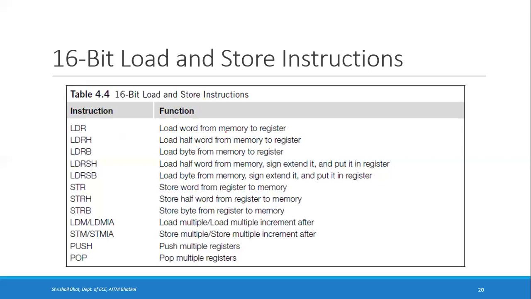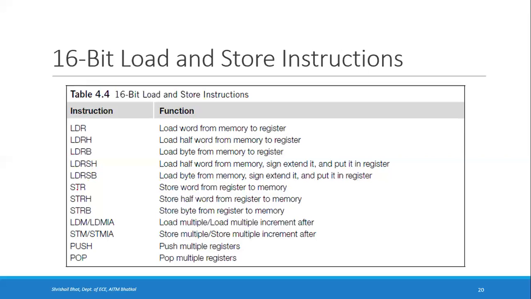Okay, so LDR is the load instruction, actually load register. Load a word from memory to register. Word means 32-bit. Then LDRH, load half word from memory into a register. LDRB is load a byte from memory into a register. Okay, LDRSH, load a half word from memory, then sign extended. Sign extend means what? When you have a half word, what about the other half word? The other half word will have the same bits as the MSB of the half word that you have copied. Okay, so that is called sign extension. LDRSB is load byte from memory and sign extend it and put it in the register. So these are about the load instruction.